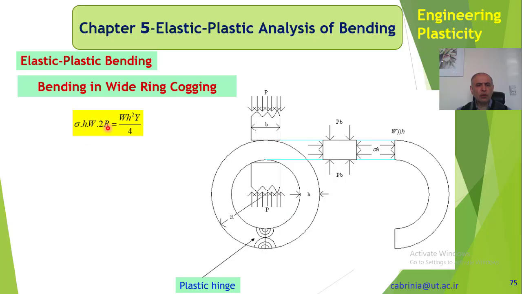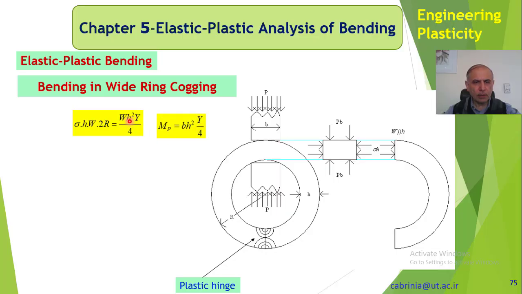That's the force. Force times 2r, because we have this force here and 2r is the diameter, because we say the plastic hinge happens here. So that's the bending moment, which causes the plastic hinge. And it is equal to what? Here you can see that it is equal to W H squared Y over 4. In fact, this is the relationship that we obtained before.